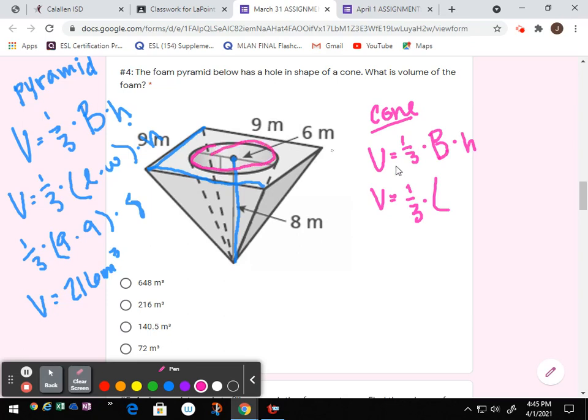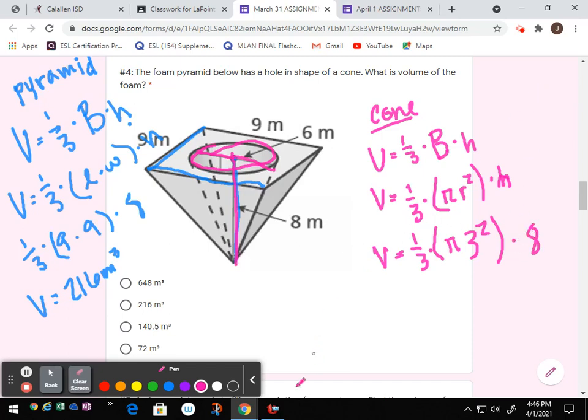Let me outline it. So for our cone, we have 1/3 times pi radius squared times the height. What's our radius for this one? We can see that this 6 is pointing at this line going from side to side. So half of 6 is 3. So our radius is 3. We'll square it, times the height of the cone, which is the same height as the pyramid. It goes straight down from the base of the cone to the tip of the cone, which is also 8.